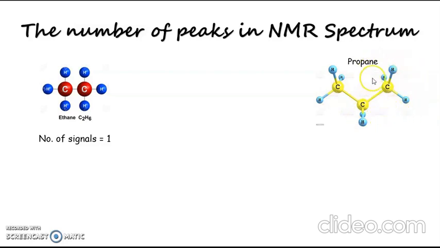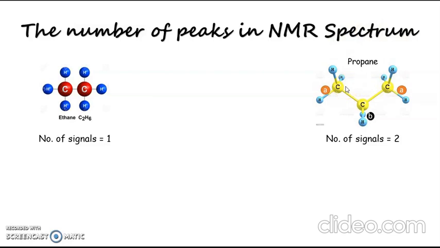And consider these CH3 protons. They have the same chemical environment as the left side methyl group. So, we can say that the 2 methyl groups are equivalent and they give a single signal, and the methylene protons give another signal. So, we can have 2 signals in the NMR spectrum of the propane molecule.